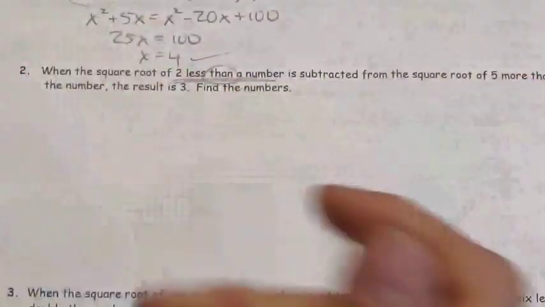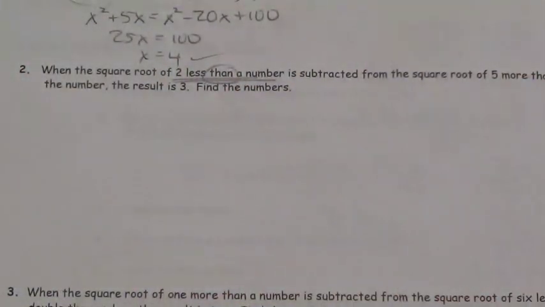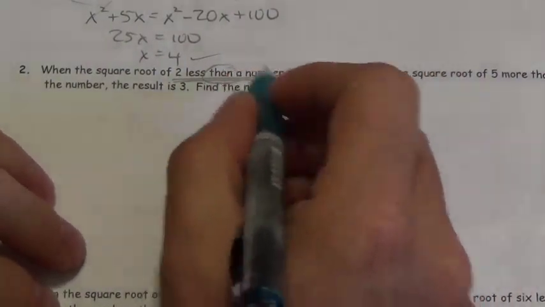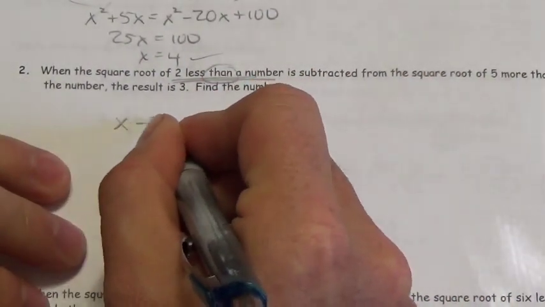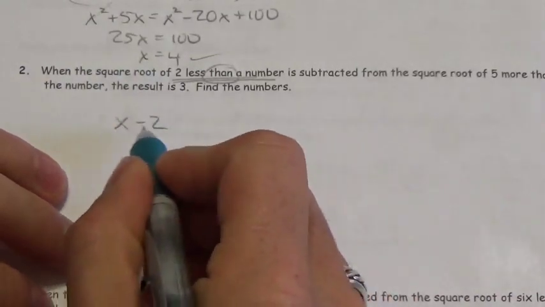Okay? If somebody is 2 years younger than you, that does not mean that you take your age and subtract it from 2. Like I'm 43 right now. If somebody is 2 years younger than me, I don't take 2 and subtract 43 from it and say, oh wow, you're negative 41? Amazing. No. You take that number, x, and then subtract 2 from it. This is 2 less than a number.